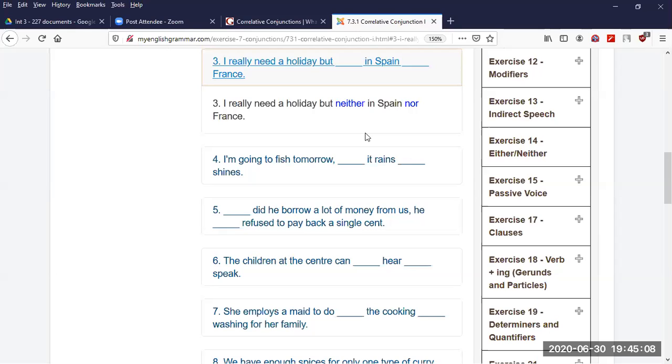Teacher, neither and either are choices, right? Mm-hmm. So either or is when you have a choice of two things. Neither and nor is when you say you're not going to do two things. Okay, I understand.